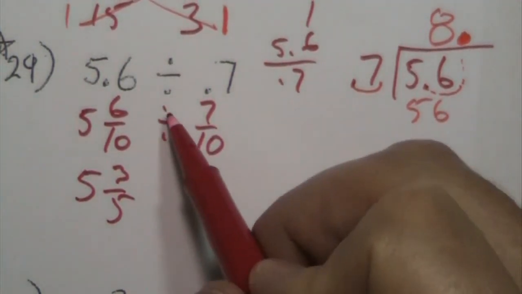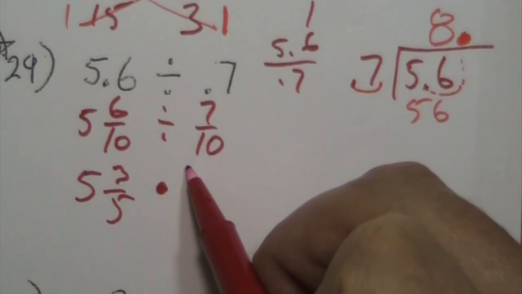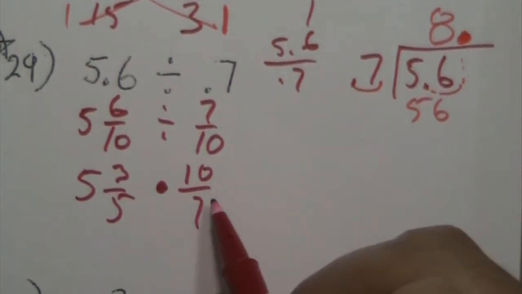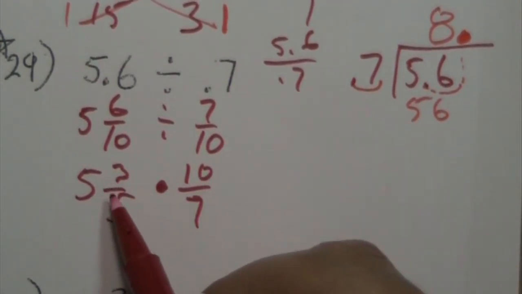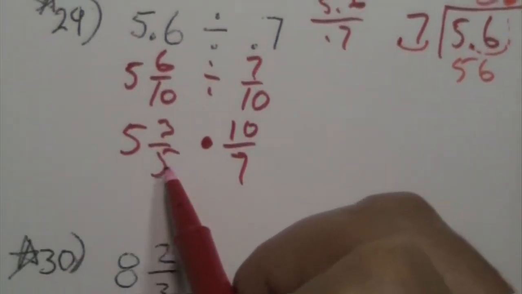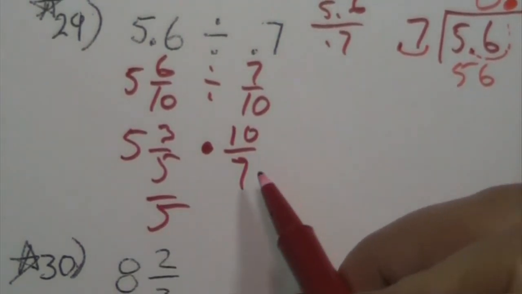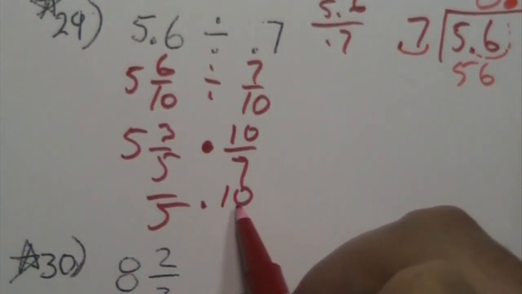Okay, and then I'm going to do the reciprocal here. Multiply by its reciprocal. Hey, you know what though? I cannot multiply this until I make it into a fraction. So you can't leave it a mixed number. I know, it's a lot of work here. It's probably easier the other way.